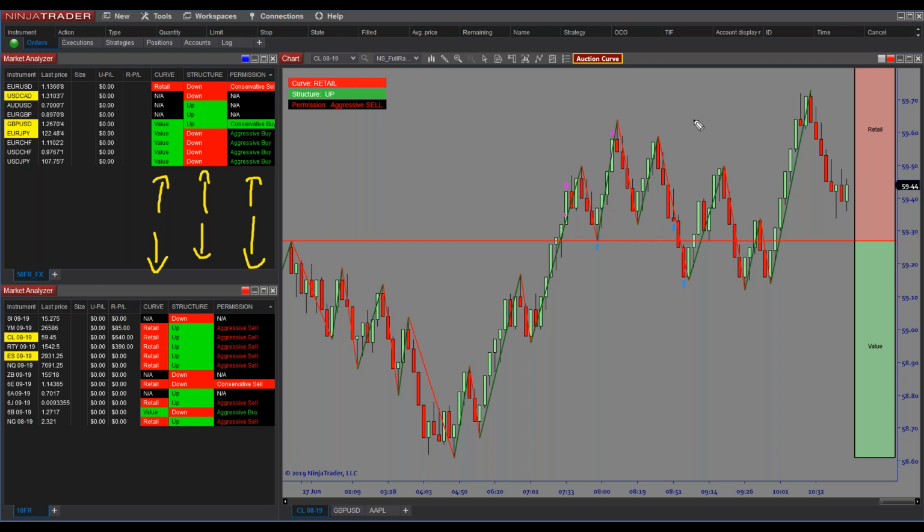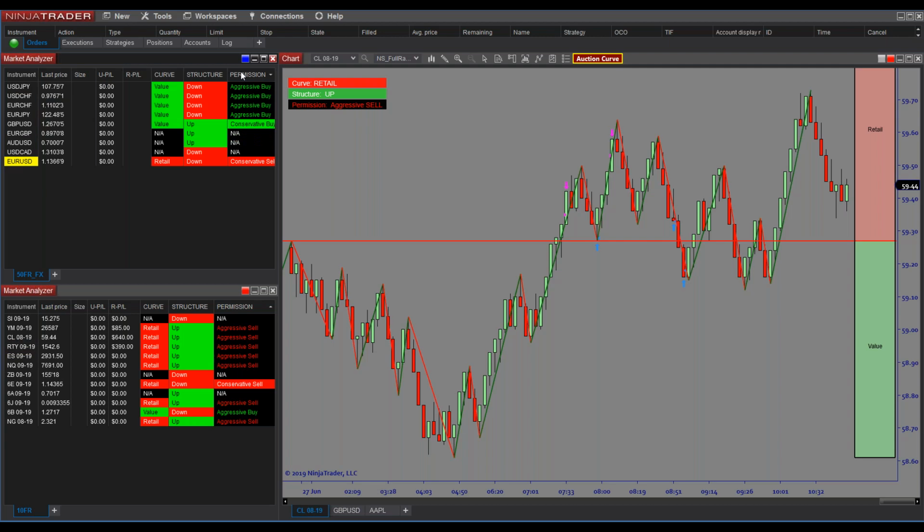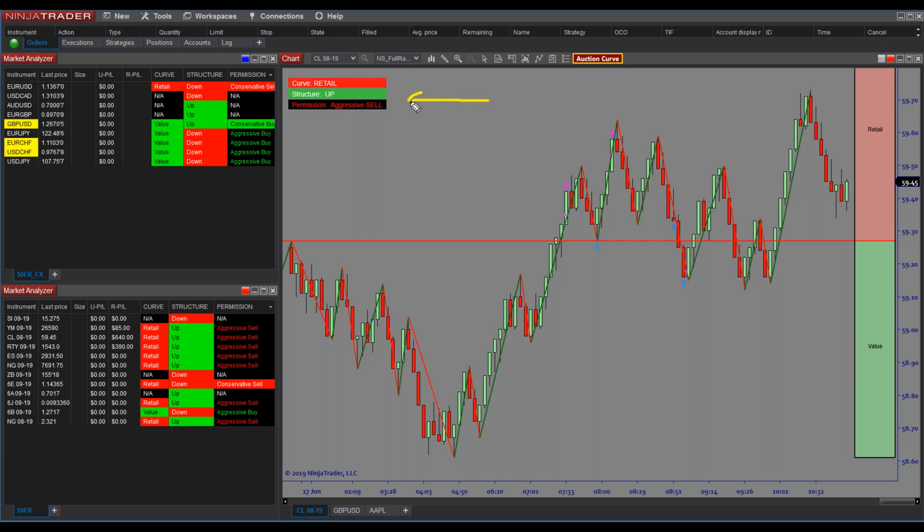I'll just tell you right now the difference between aggressive or conservative. When all things are lining up in the right location and the market structure is on your side, that's called conservative. When all things are mixed, it's called aggression. So let me give you an example over here.